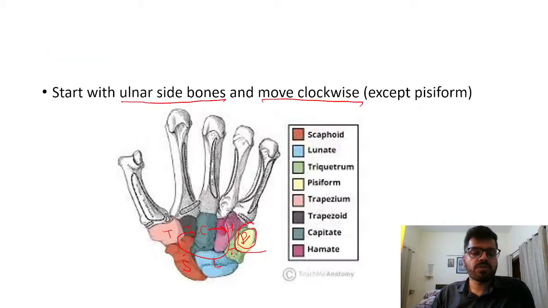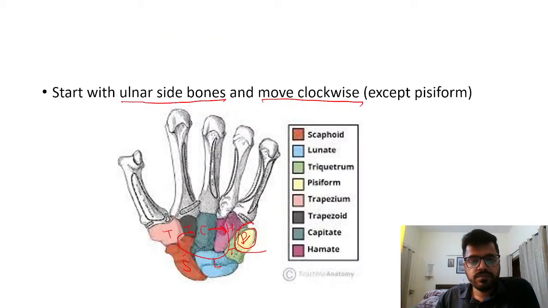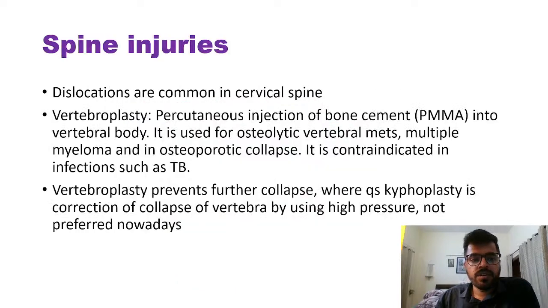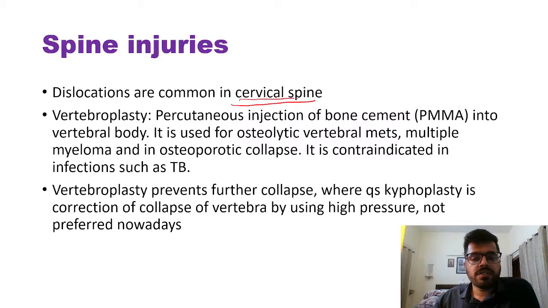So that was about carpal ossification. This can be asked in question. Then we come to spine injuries. Dislocations are common in cervical spine.